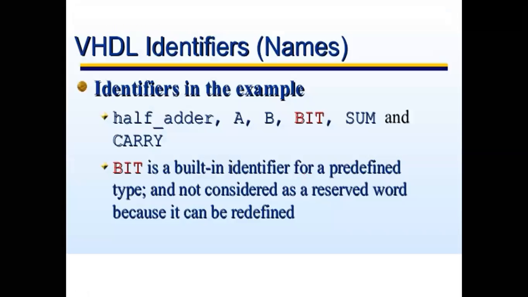Already you know the examples. If we form half adder, the two words are always separated with an underscore. We can take a, b, bit, sum, and carry like that.